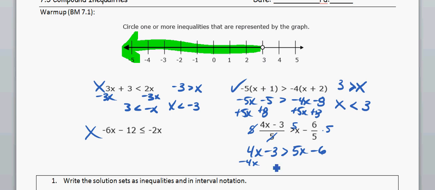If we subtract 4x from both sides, we want to add 6 to both sides. 4x minus 4x, those will cancel and give us 0. Negative 3 plus 6 is 3. The symbol stays the same. And then 5x minus 4x is x. And negative 6 plus 6, well, that cancels and gives us 0. So again, we're going to reverse this with x and 3. And again, the symbol is opening up on the 3, so it should open up on the 3, or in other words, x is less than 3, which is this graph above, so this is a solution.